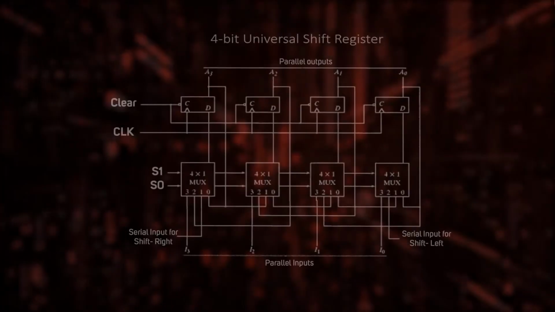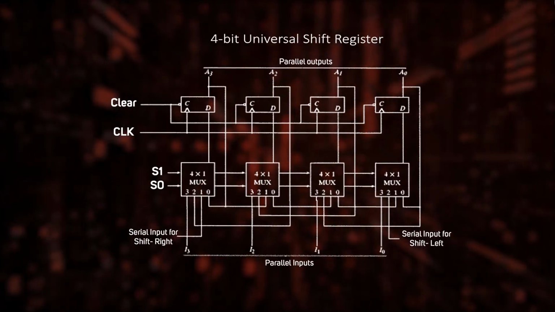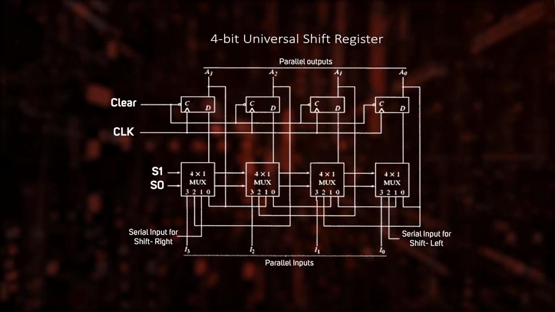For such registers, we need to have n external input and output lines added to the bidirectional shift registers. Moreover, we need two control lines to choose among the four operations. Let us have a look at the universal shift register. The given diagram shows a 4-bit universal shift register.